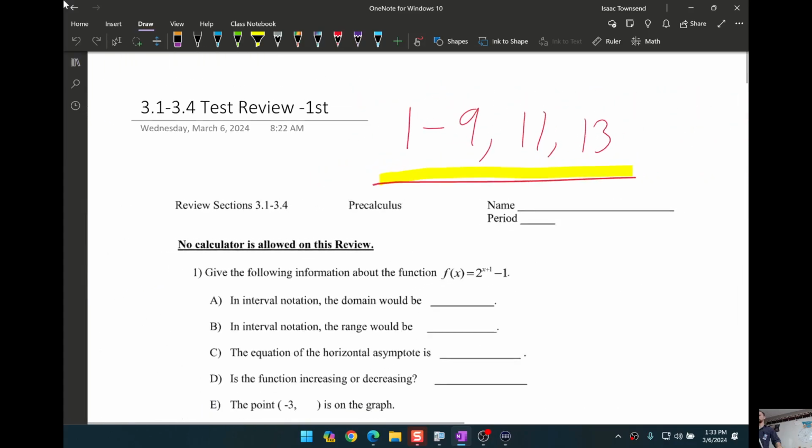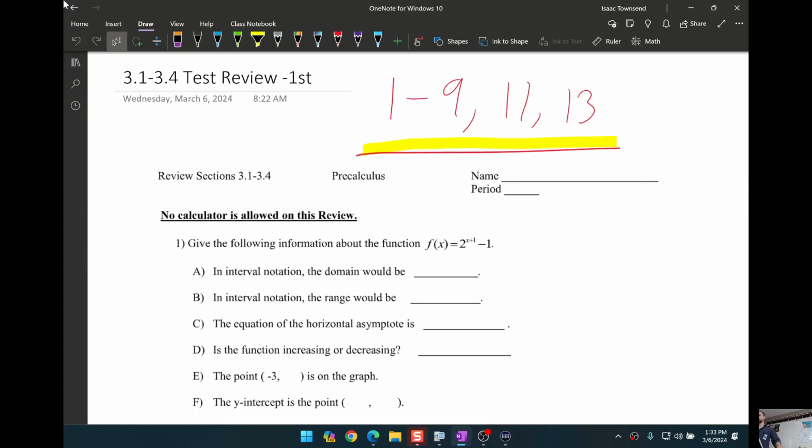What I need to point out to you is that this review is pretty lengthy, but that's because it covers 1.9, 3.1, 3.2, 3.3, and 3.4. So, as of a couple years ago, that's what this test used to be. It was over 5 sections. It was a 100-point test, but a year or 2 ago, we split it up into 2 tests. So, you will only be tested over 1.9, 3.1, and 3.2 as a 50-point test before spring break.